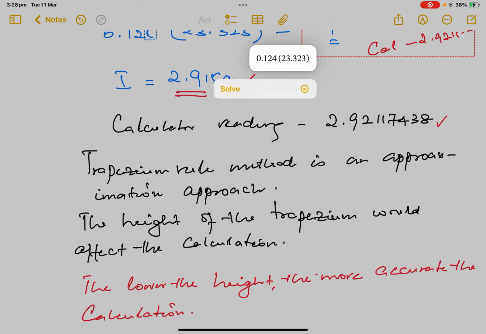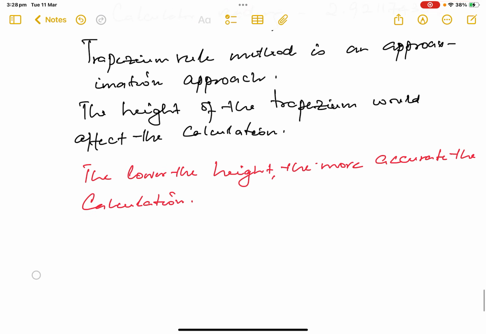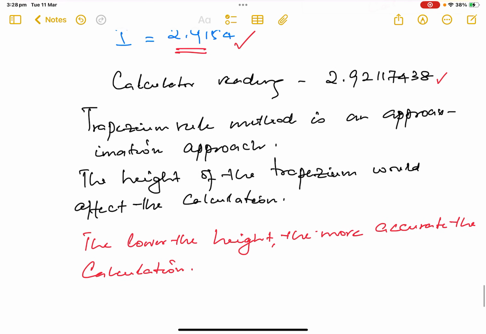If we take 0.1, then it will be 10 strips, or 20 strips. More and more strips will give us more and more accurate values. The lower the height, the more accurate the calculation, because a lower height means the width is smaller and smaller than 0.25, say 0.1 or 0.05, and so on. Then our calculation gets closer to the calculator value.